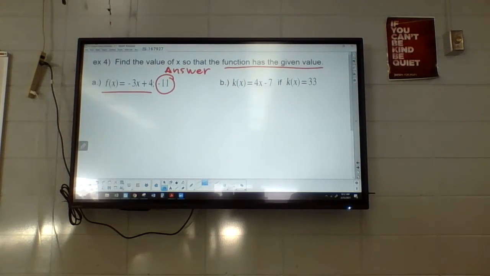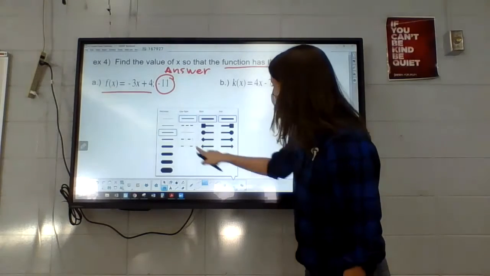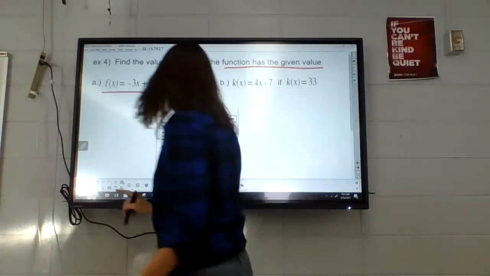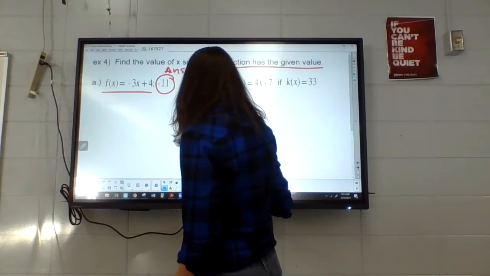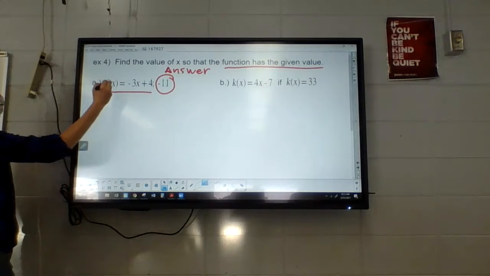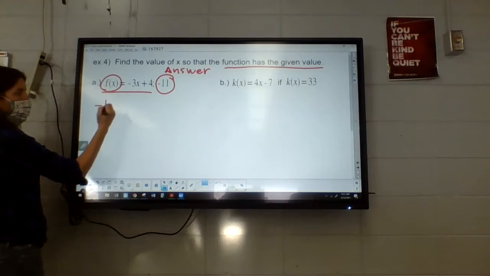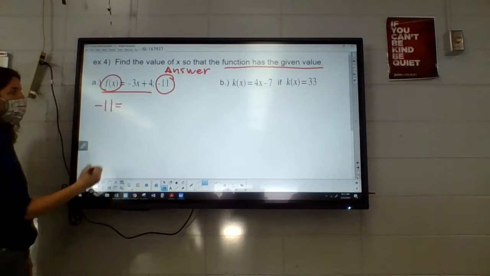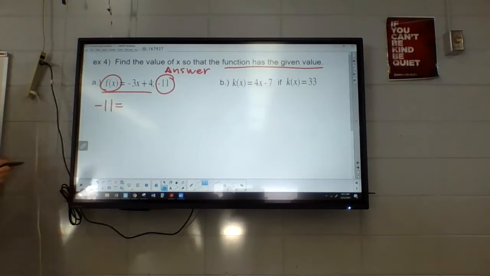Anyone have an idea? Yeah, Trista, what do you think? Yeah, kind of where the f is. Okay, so this is telling us the value of the function. I'm going to put negative 11 there. They're telling us that's what the equation is going to equal.